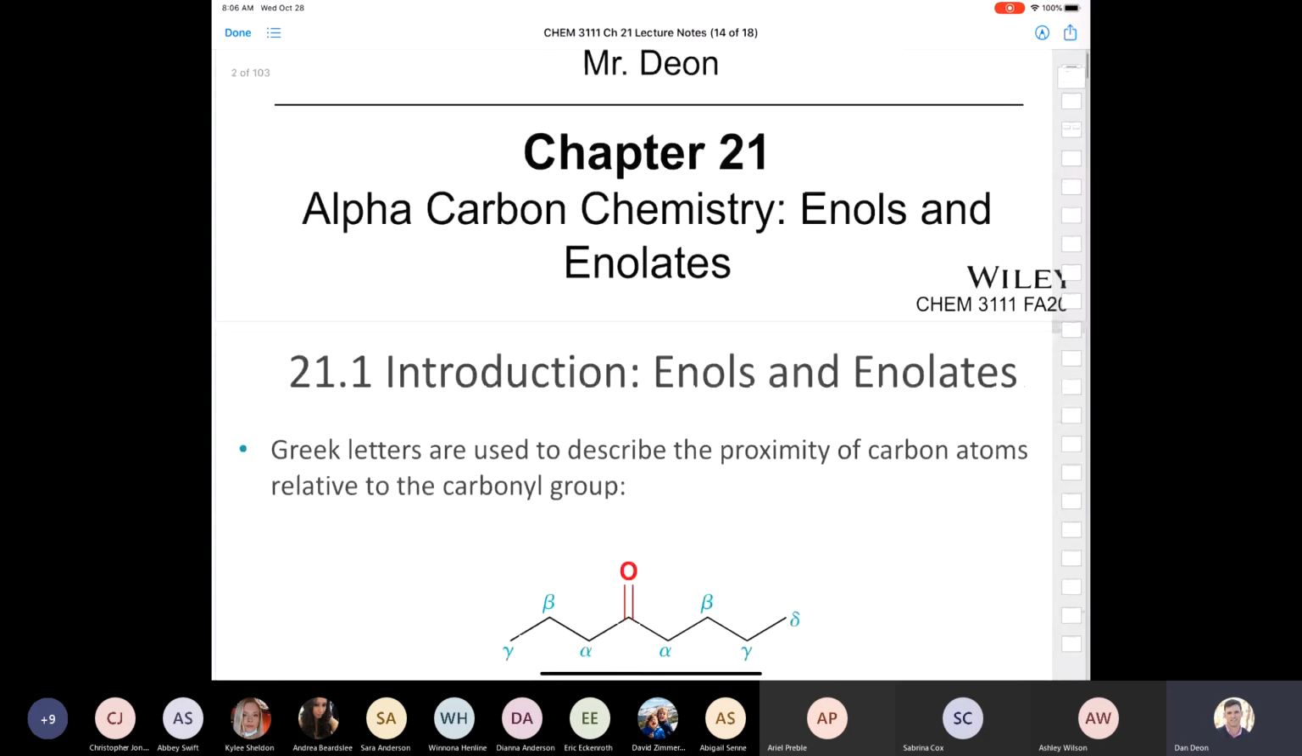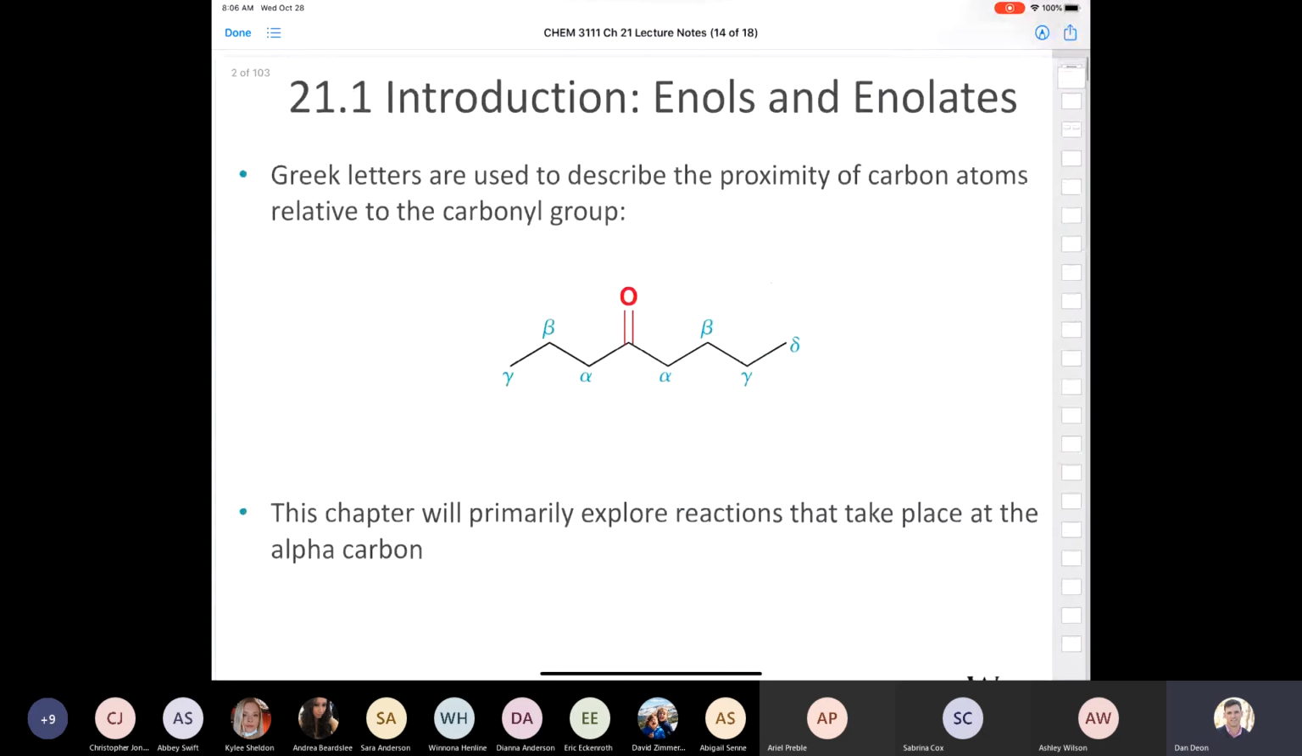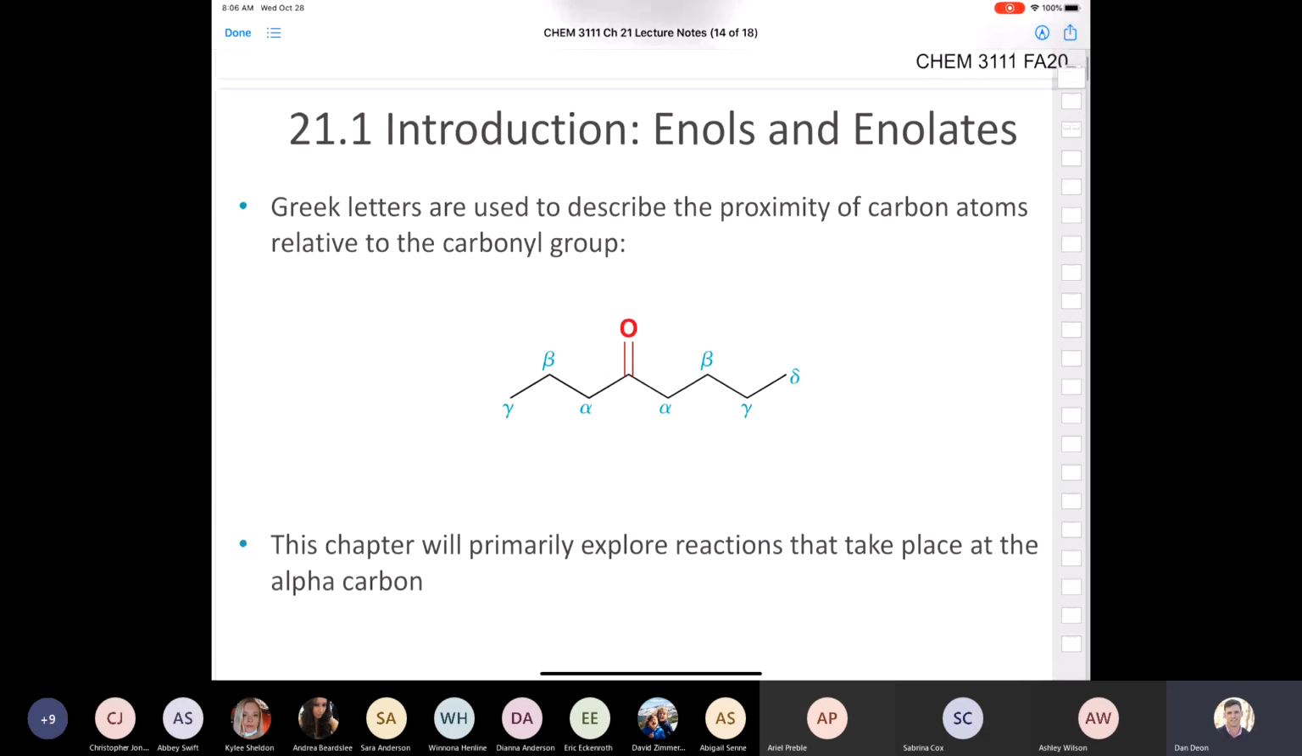Alpha is a Greek letter. It's the first letter in the Greek alphabet. Greek letters are used to describe the proximity of carbons relative to the carbonyl group in a ketone, shown here, or it could be an aldehyde. The carbonyl carbon does not get a Greek letter assigned to it. It is not special. But once you start branching out from there, we give Greek letters. I don't have the whole Greek alphabet memorized, but I do know that it goes from alpha to beta to gamma and then to delta.